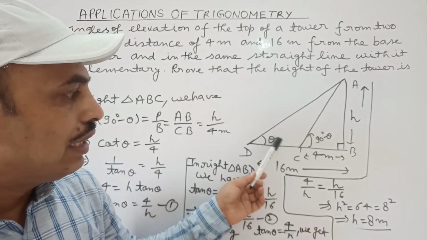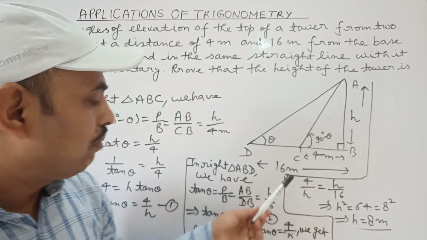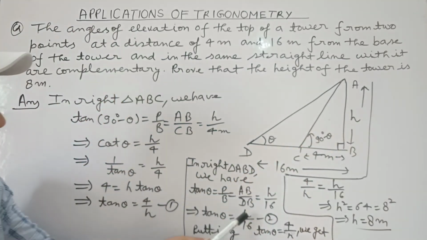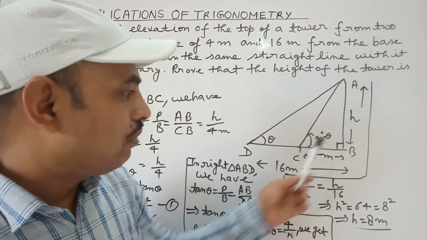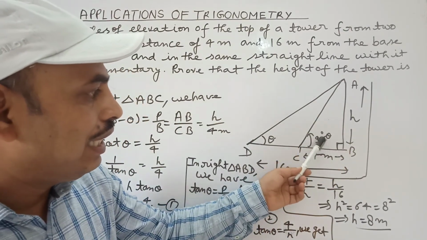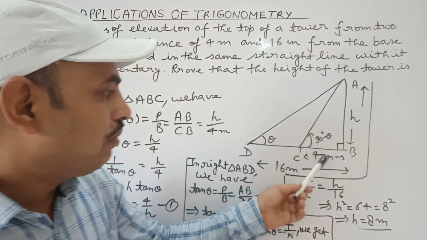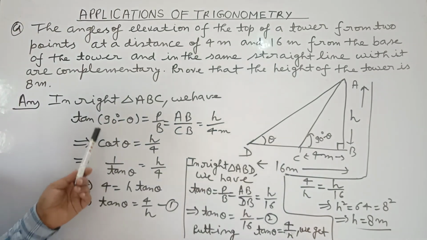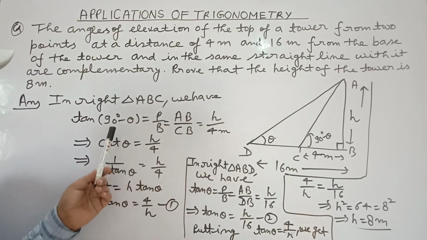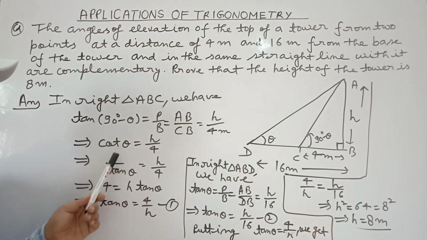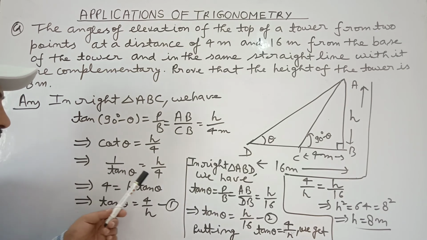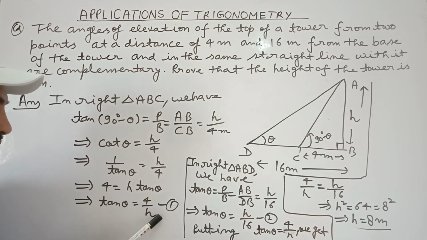Tan theta equal to perpendicular upon base. So tan theta equal to h upon 16. In this triangle, tan 90 minus theta equal to h upon 4. Tan 90 minus theta is cot theta. Cot theta equal to 1 upon tan theta equal to h upon 4. So 4 equal to h tan theta. Tan theta equal to 4 upon h.